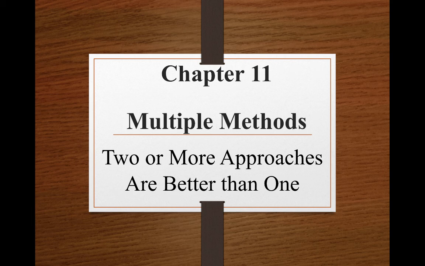Okay, so this is the audio review for Chapter 11, Multiple Methods. Two or more approaches are better than one. So in this chapter, we're going to talk about the logic of triangulation, composite measures, structural equation modeling, which is so interesting. No, I'm just kidding. We'll get into that. Replications that are using the same research strategy and those using different research strategies, and really just comparisons of different approaches and how they connect to each other.